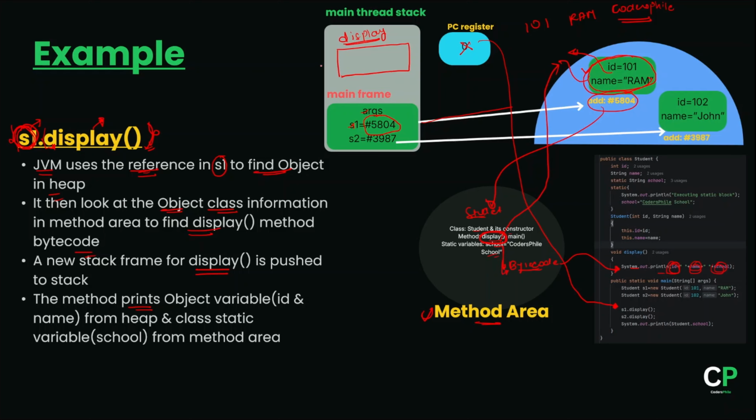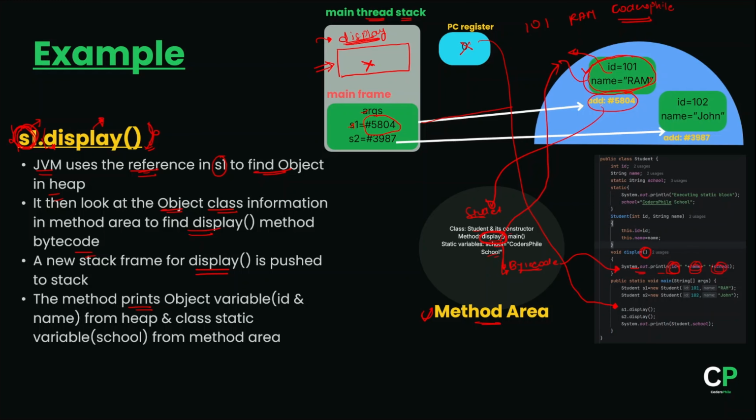display method, and now the display frame is pushed into the main thread stack, because for the execution of any method, its stack frame must be pushed into the stack. And since this display method does not have any argument and does not have any local variable, it will store nothing. Now it will directly print the id, name and school.